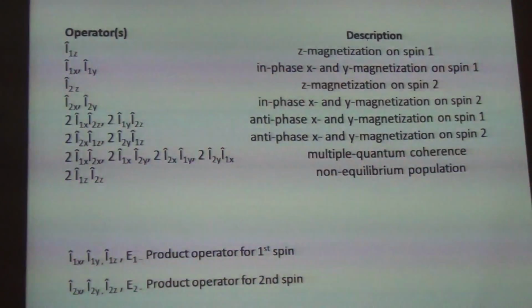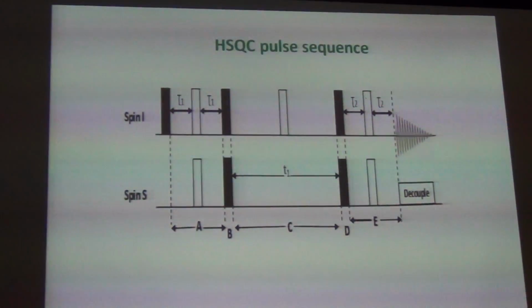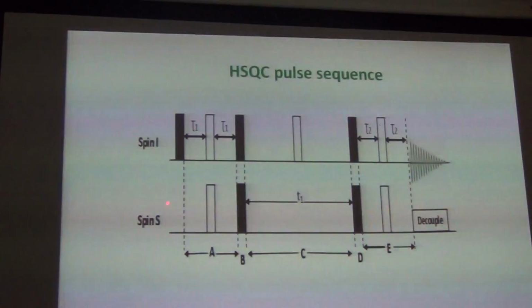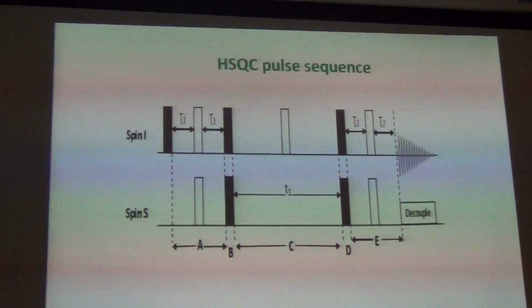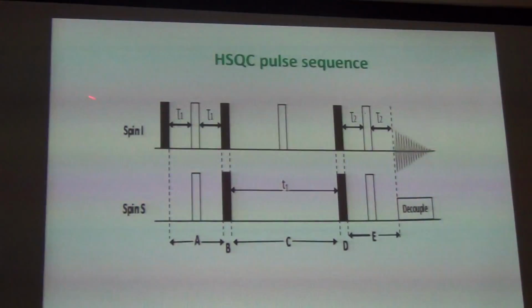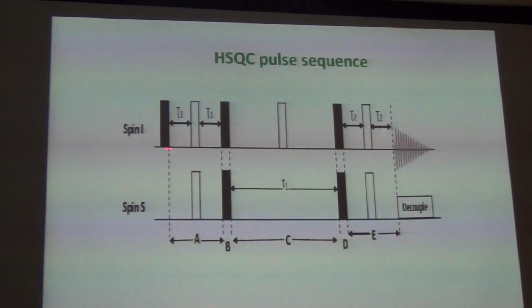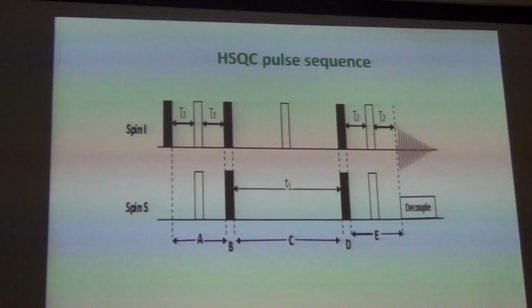Using these product operators, you can now explain the HSQC pulse sequence. We know from quantum mechanics and from the classical picture that the initial magnetization is about the Z-axis. So initially I start off along the Z-axis, and I apply this 90-degree pulse. This 90-degree pulse brings my Z magnetization along Y. So now I have in-phase Y magnetization.